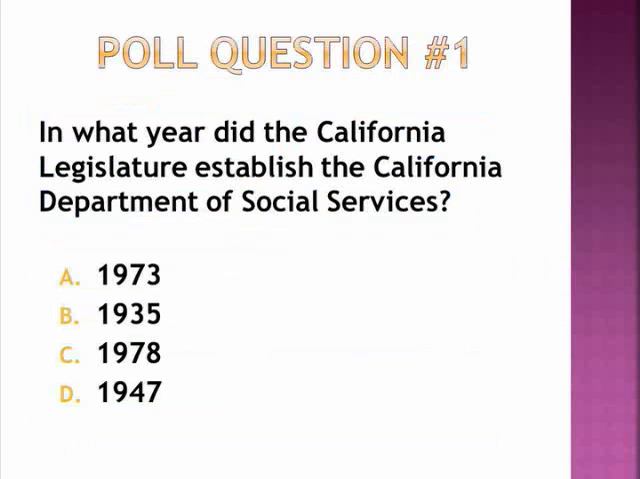Now we come to our first poll question. In what year did the California legislature establish the California Department of Social Services? Was it A, 1973, B, 1935, C, 1978, or D, 1947? Please consider your answer before proceeding to the next slide.